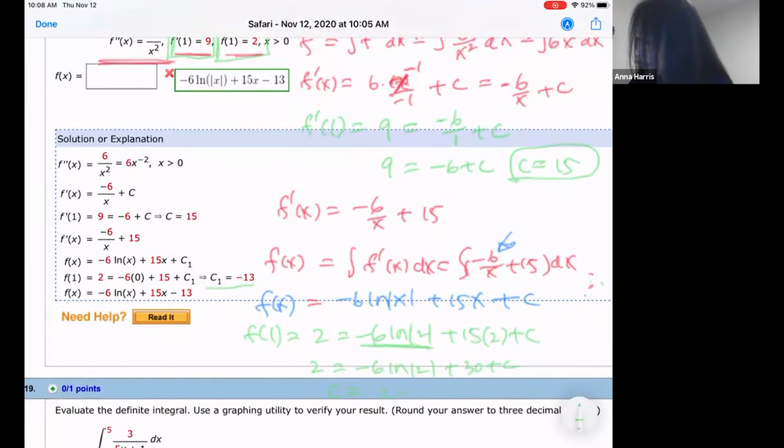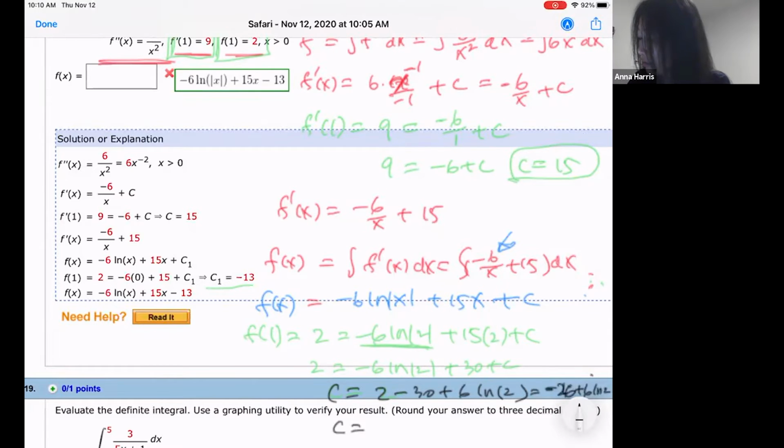put everything to the other side, 2 minus, let me use a different color. C is equal to 2 minus 30 plus 6 natural log of 2. So that gives you negative 28 plus 6 natural log of 2. What's the natural log of 2 equal to? Let me plug it in my calculator. I can use Julia. It's 0.69.